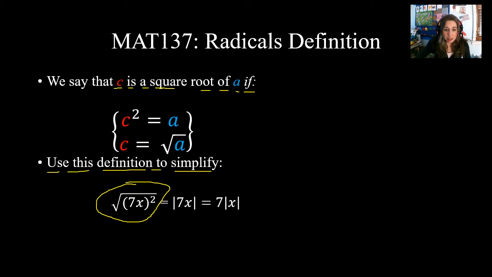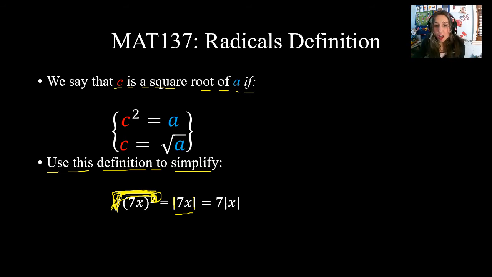Guys, look at this. Let me just grab my pen tool, sorry about that. I have a square root and an exponent. They're going to undo one another. They're canceling each other out, right? So I'm left with 7x. Now, why do I have these absolute value signs here?